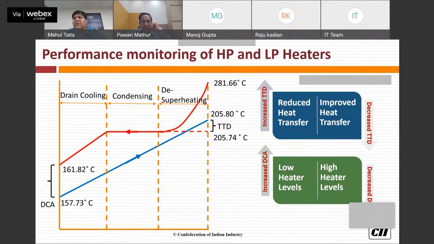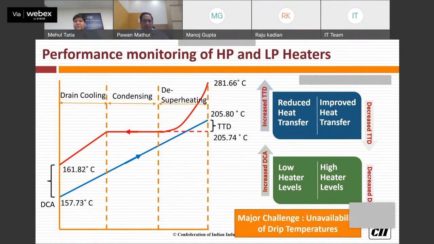You can do this during your annual maintenance or something like that. You can check the internals of your HP heaters, whether the baffle plates are intact. Mostly since it is a DM water circuit, we predict that there will be no deposition as such. But again, checking the internals, how they are placed, and for any sort of depositions will help you improve the HP heater performance.